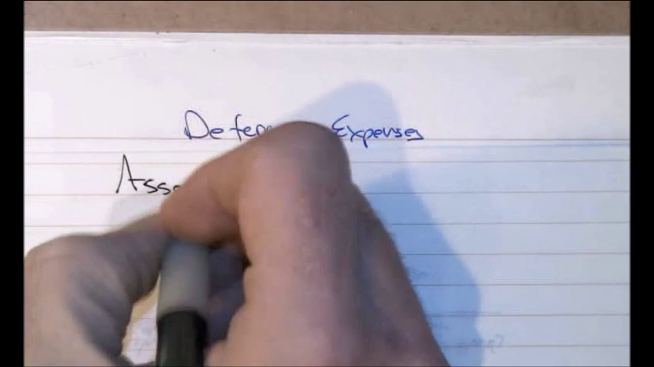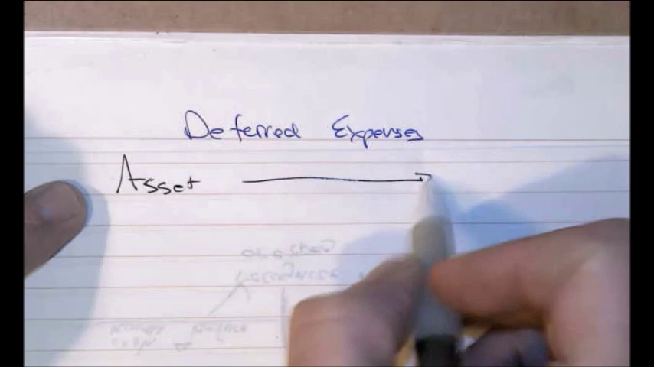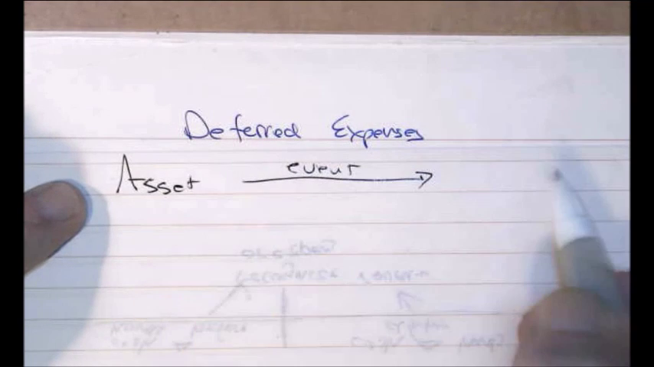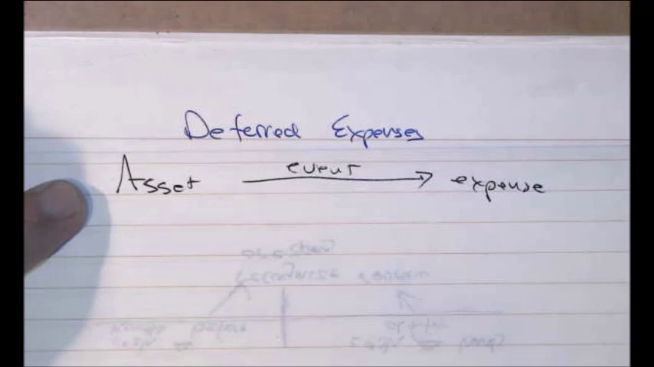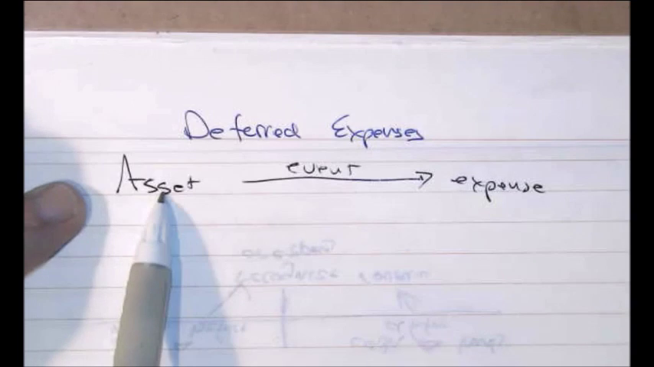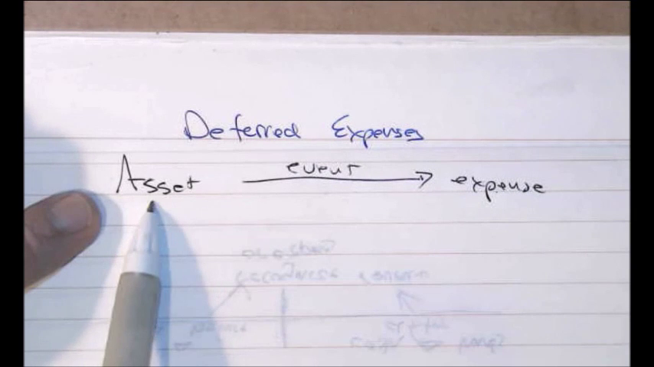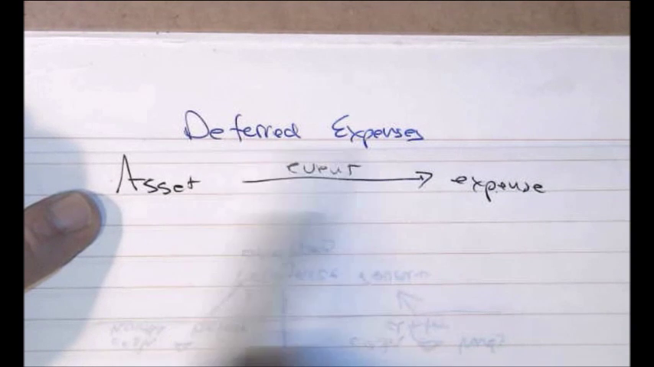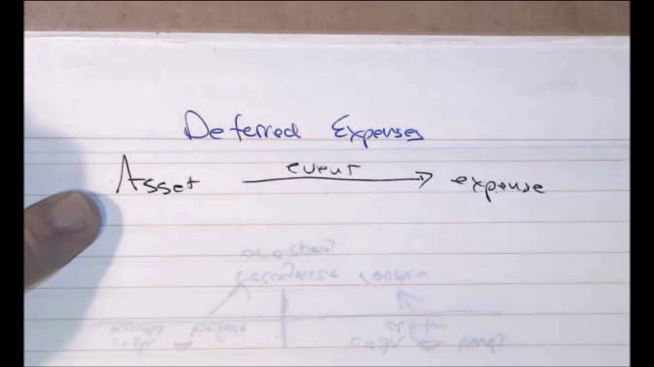So the foundation of this is that we have an asset, right? We buy something, and then some event happens, and that asset turns into an expense, right? So we buy an asset, something happens, it's going to be an expense. So when I buy that asset, what am I doing? I am deferring the recognition of the expense until I use that thing up, right?